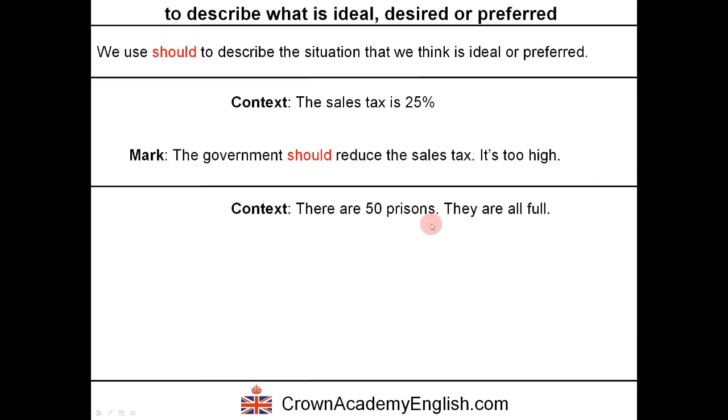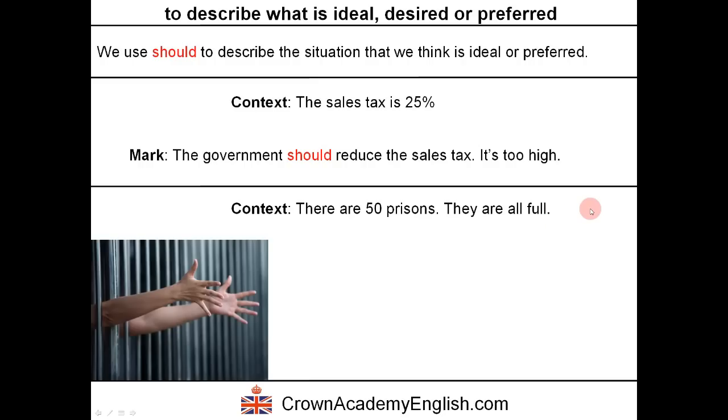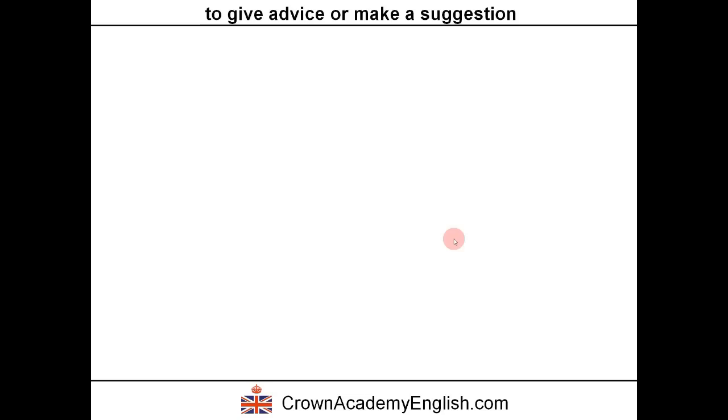Context. There are 50 prisons, but they are all full. So Jane says, I think that there should be more prisons. Okay. So instead of saying there are prisons, we are saying that there should be more prisons. There should be. Okay? So here Jane is describing the situation that she thinks is preferred or ideal. More prisons. The existence of more prisons. Okay? This is the most common use of should.